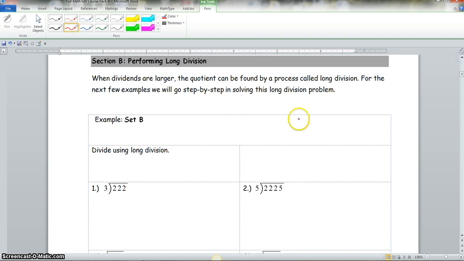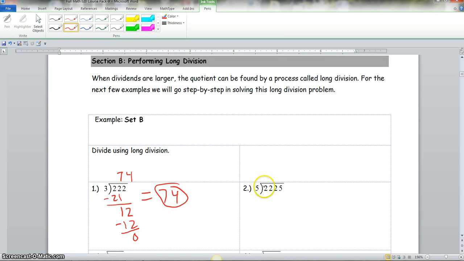Now, we come down here to example set B. We're going to be performing long division. It says divide using long division. We divide 3 into 222. So we say 3 goes into 2 0 times. 3 goes into 22 7 times. 7 times 3 is 21. 22 minus 21 is 1, and you bring down your 2. 3 goes into 12 4 times. 4 times 3 is 12, and we have no remainder. So our final answer here is 74.